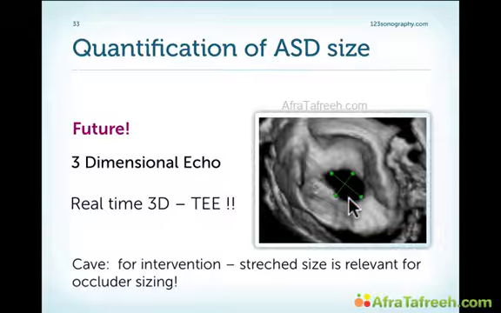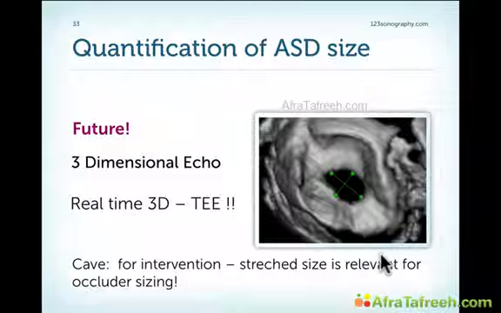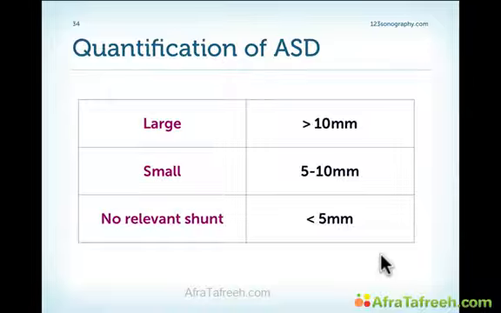However, for intervention, it's less important to see this entire aspect of the ASD, because for the eventual planning and for the definition of the size of the occluder we need balloon stretching, and we will measure the balloon stretched diameter of the defect. So how would we quantify ASD?